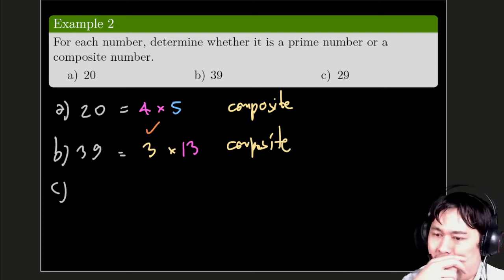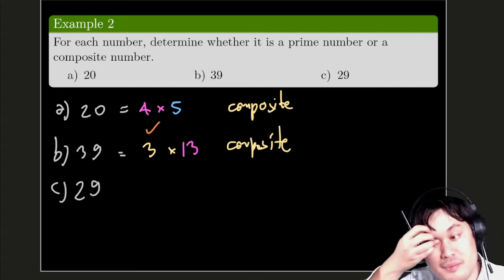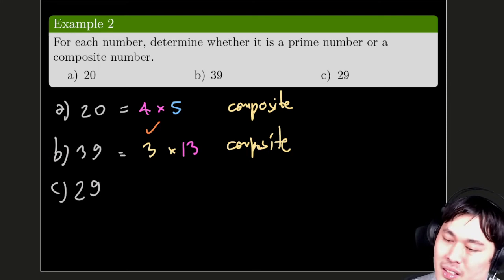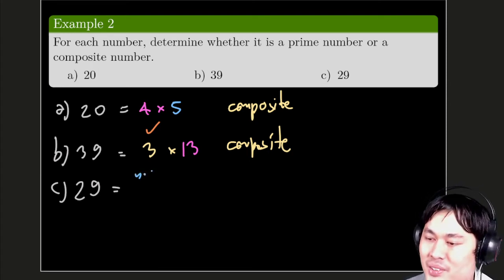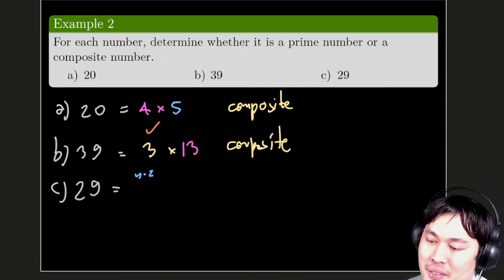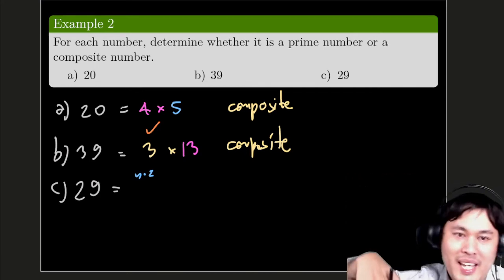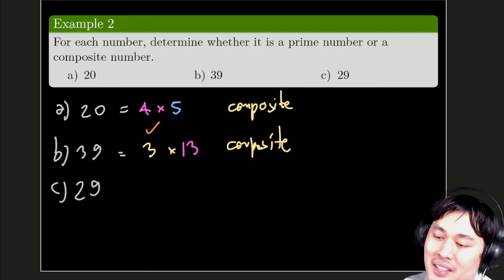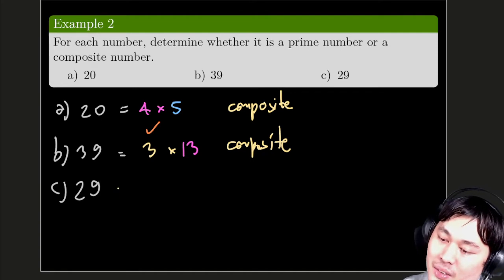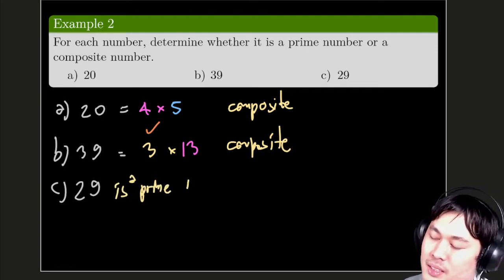What about prime? Let's see, for 29, is that a composite number? Maybe you don't know. You have to try 2, 3, 4, 5, 6, 7, 8, 9, 10, 11, all the way up to 28. That's going to take some time, right? Eventually, you would find out that 29 is actually a prime number.